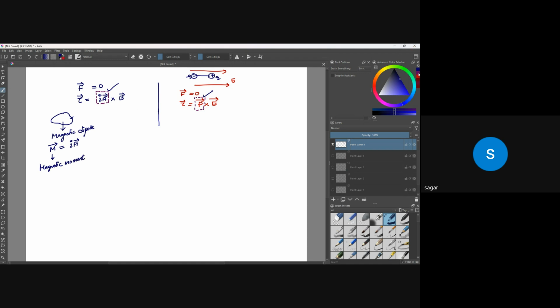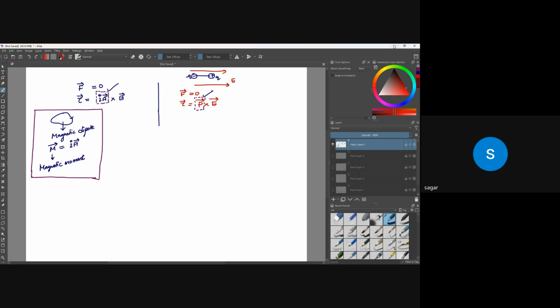So we're going to consider a current carrying loop as a dipole. What dipole? It's a magnetic dipole which reacts to magnetic fields. And what is the magnetic moment of the dipole? It is I into A bar, where A bar is the area vector of the loop. This is how we consider a current carrying loop as a magnetic dipole.